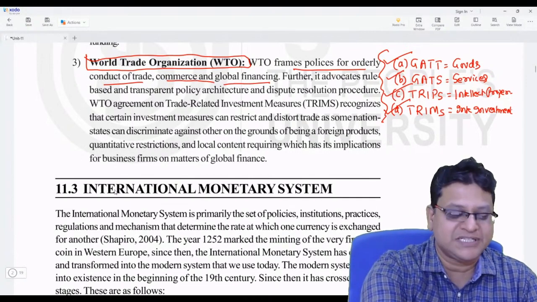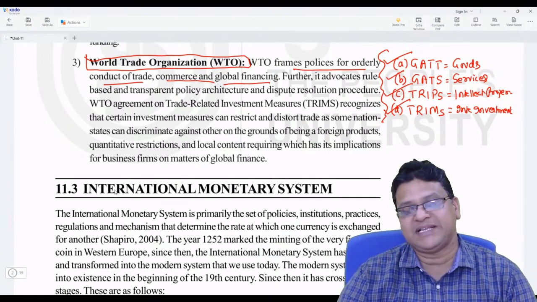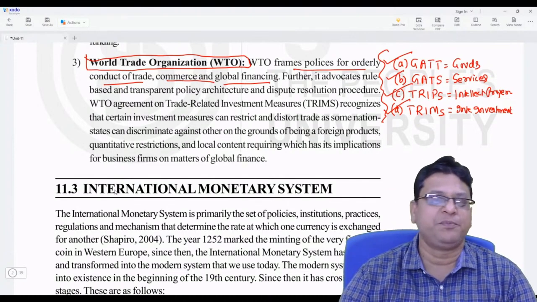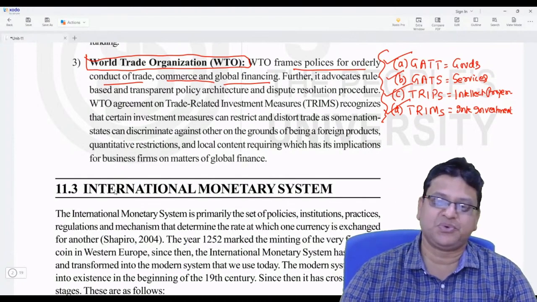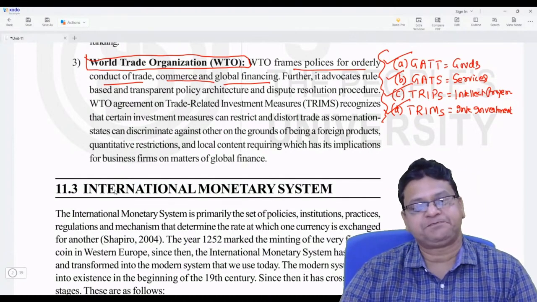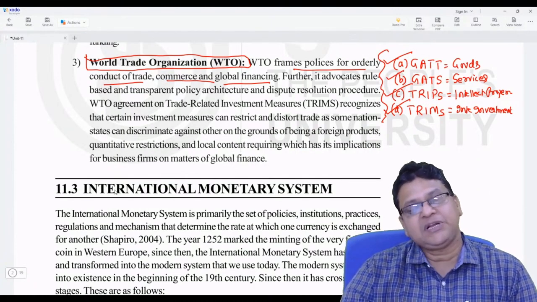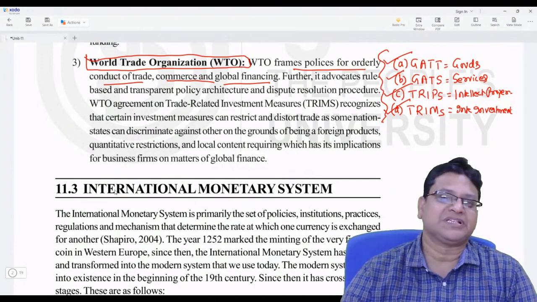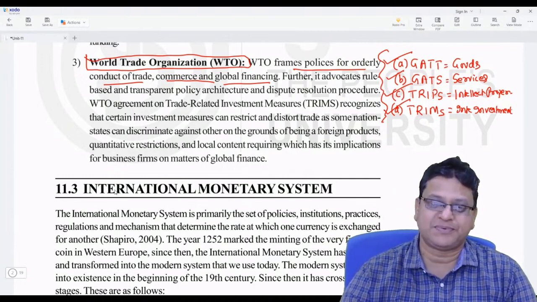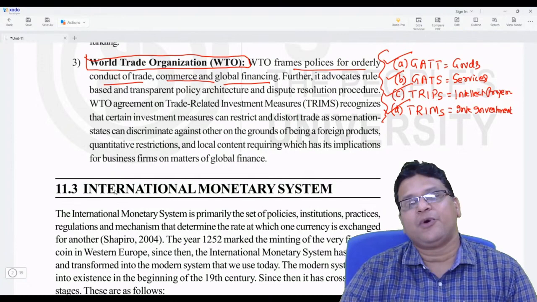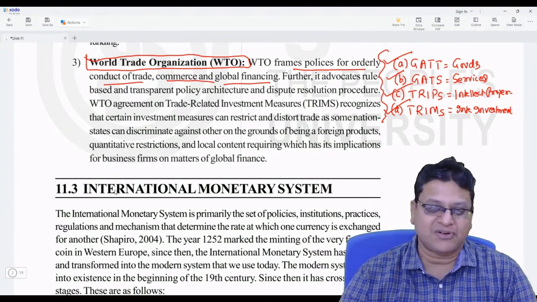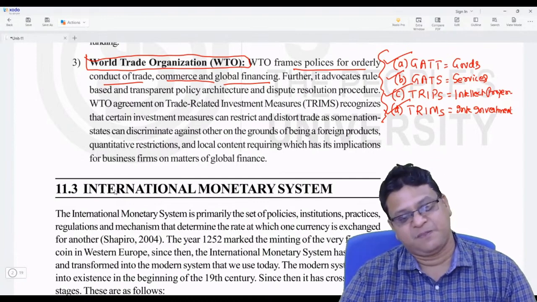So three important institutions we have discussed. One is IMF. It provides loans to member countries which are facing BOP crisis. Second institution we have studied, that is regarding World Bank. It provides loans for developmental projects to member countries. And third important institution we have studied, that is WTO. WTO frames rules, regulations for orderly conduct of international business.